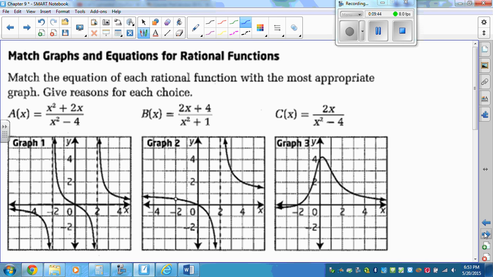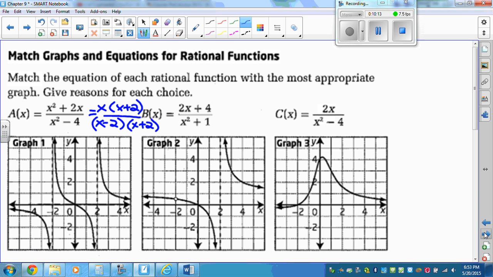Okay, and we're going to use that idea to solve problems like this. We need to match the equation of each function with the most appropriate graph, give reasons for each choice. Okay, so first of all, I'm going to factor here. This is the same as x times x plus 2. And then I have x minus 2, x plus 2. That is a difference of squares.